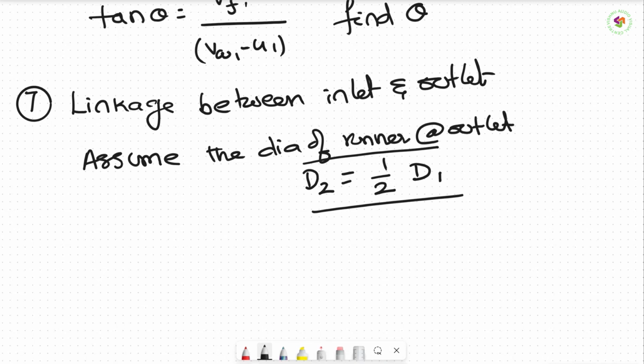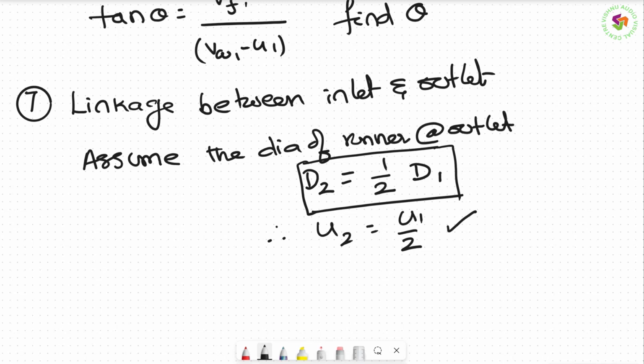If you see the figures also, the outer diameter will always be of larger size and the inner diameter of lower size. That's why generally the relation between these two will be this. Once you assume this, what will happen? U1 is equal to pi D1 n by 60, U2 is equal to pi D2 n by 60. Therefore, U2 is equal to U1 by 2.